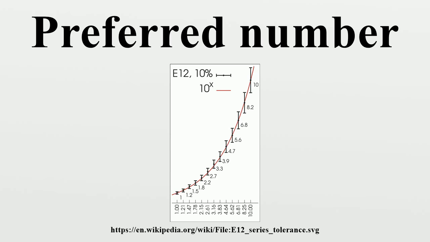The E192 series is also used for 0.25% and 0.1% tolerance resistors. 1% resistors are available in both the E24 values and the E96 values.